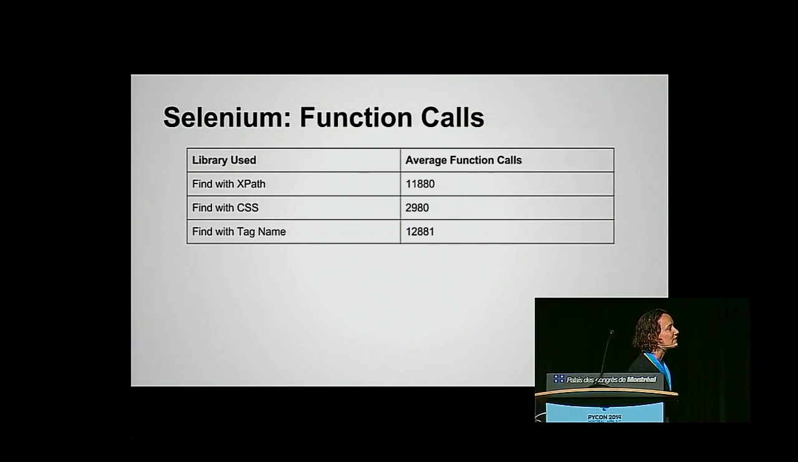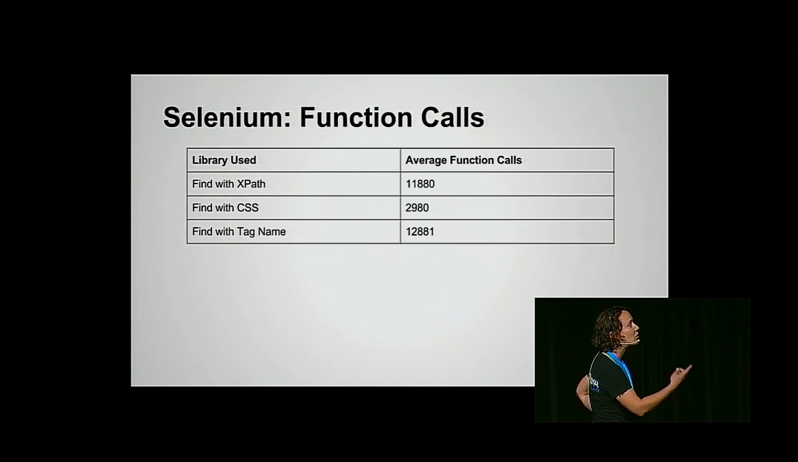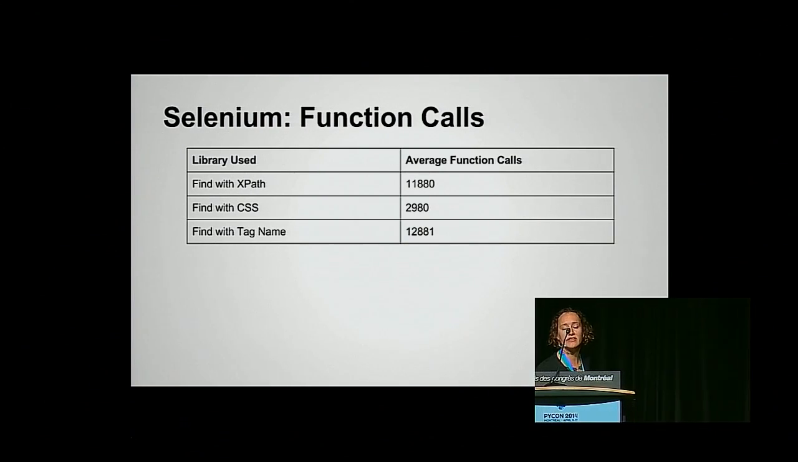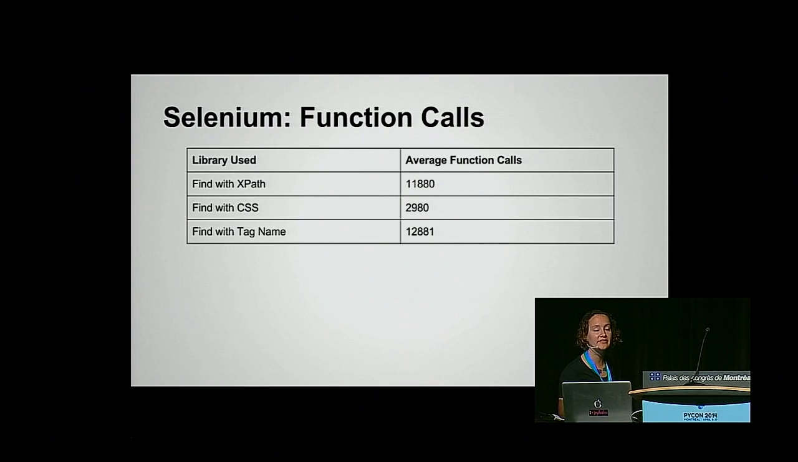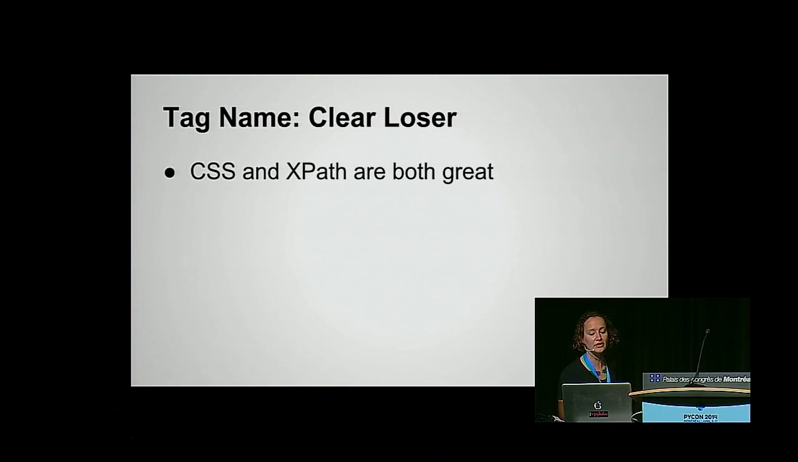But when I looked at the function calls, I found that XPath had quite a lot more than I expected. This probably has to do with the fact that Selenium is most likely using a rendering engine more similar to the browser, whereas find with CSS had a very low number of function calls in comparison. That made me think that if you're running quite a lot of Selenium, maybe CSS is going to be the best way. Tag name here was the clear loser.